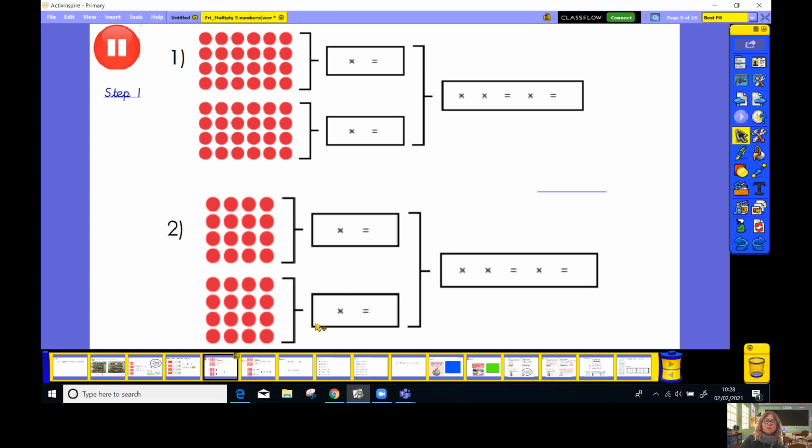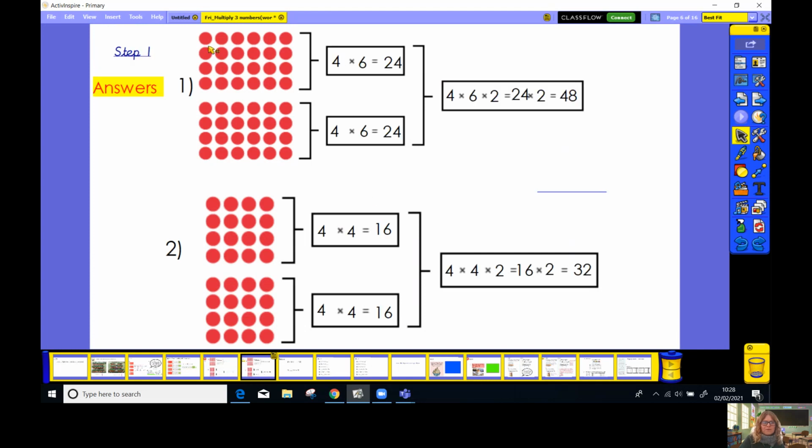Well done. Let's go through those 2 answers. So we're looking at these 2 questions here, looking at these arrays. So here we have got 2 groups of 4 multiplied by 6. We have one group here of 4 multiplied by 6, which is 24, and here's another group of 24. So we have 2 groups of 24 here. 4 multiplied by 6 times 2 equals 24 times 2. So the answer here would be 48.